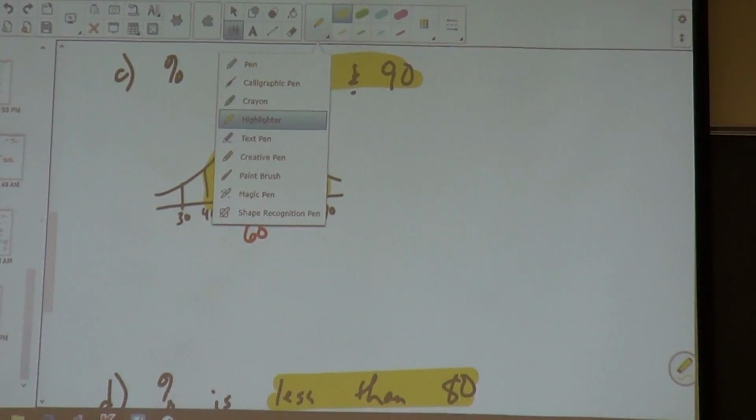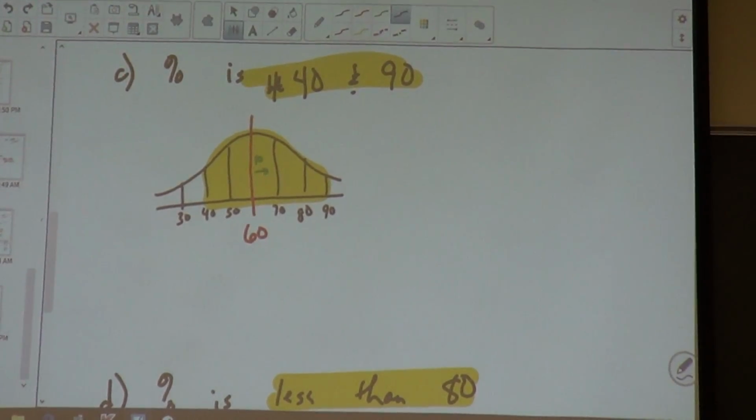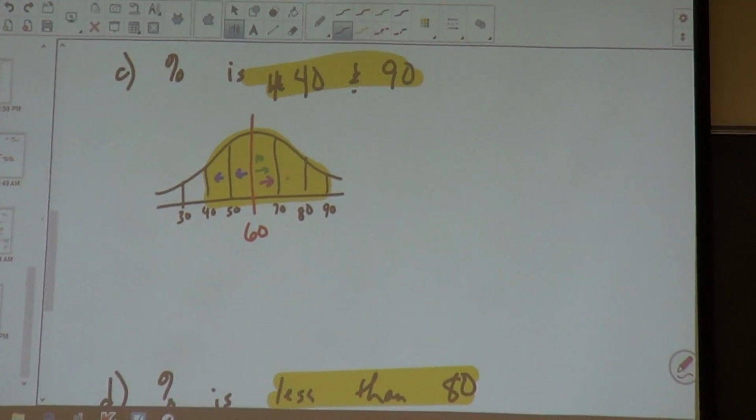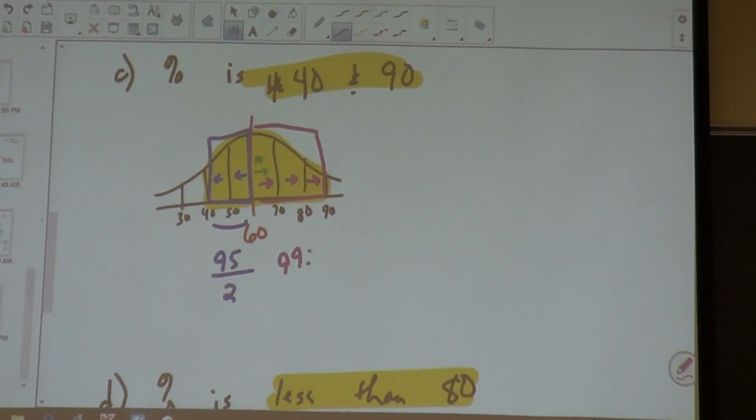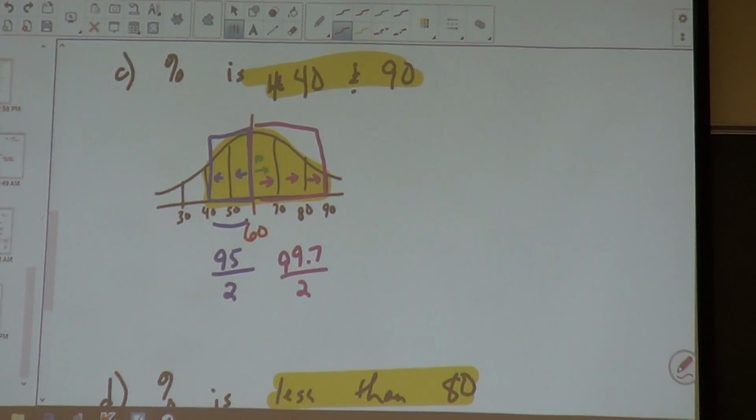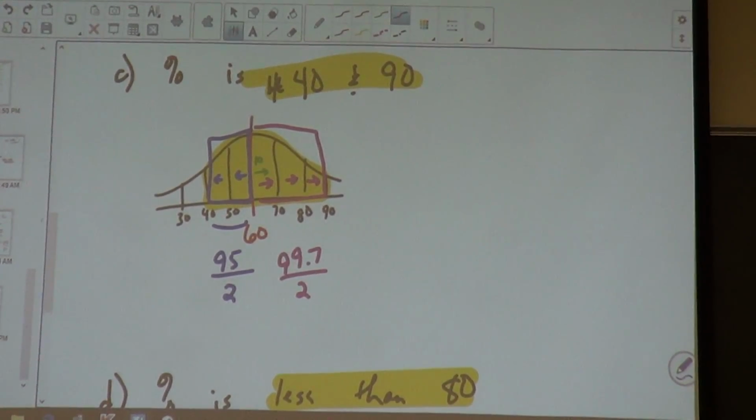For the first one, I am going 2 jumps in the left direction, and I'm going 3 jumps in the right direction. So on the left side, that is a 2 jumper. 2 jumper is a 95, and I'm only going on one side, so it's a 95 cut in half. 3 jumps is a 99.7, cut in half because I'm only going one way. A 95 cut in half is a 47.5.